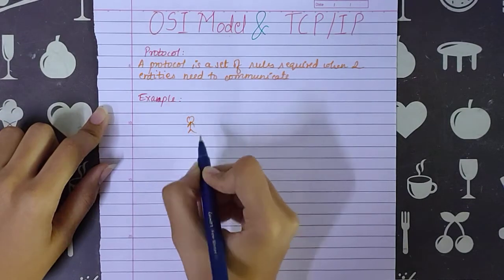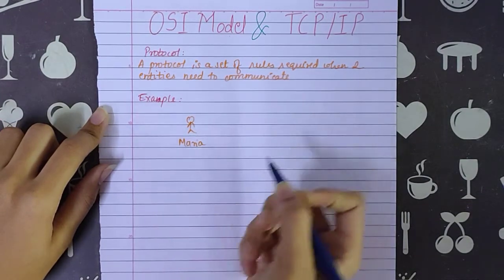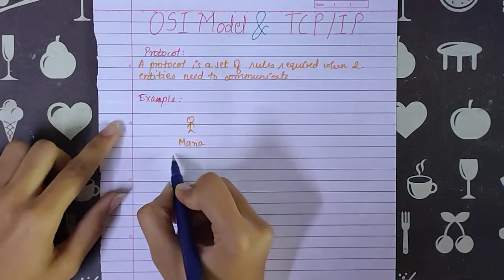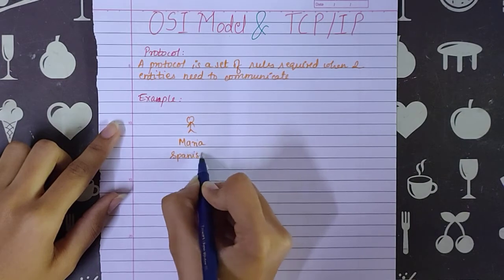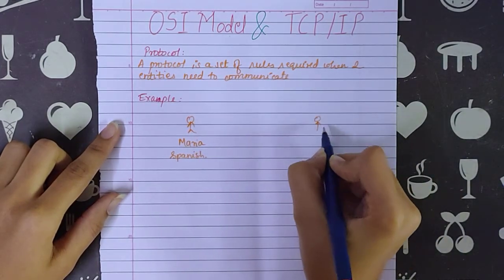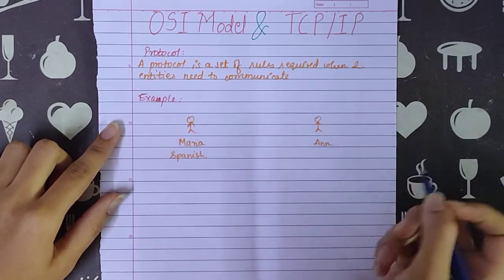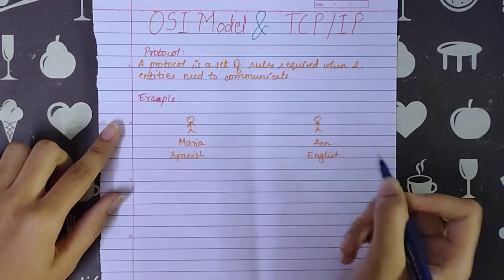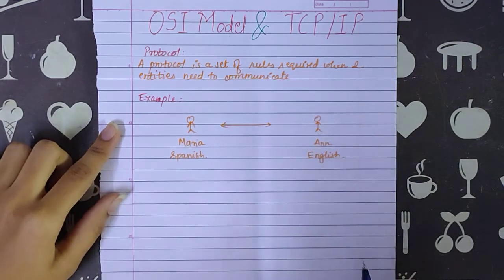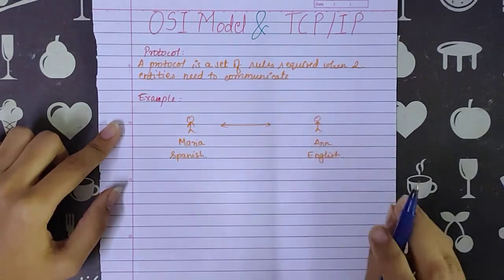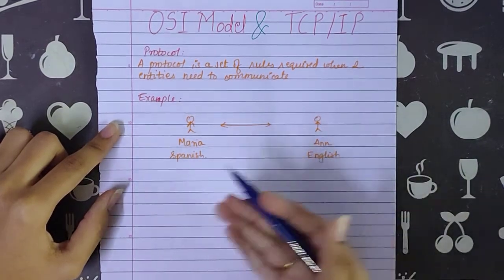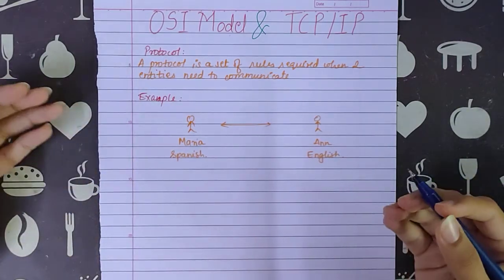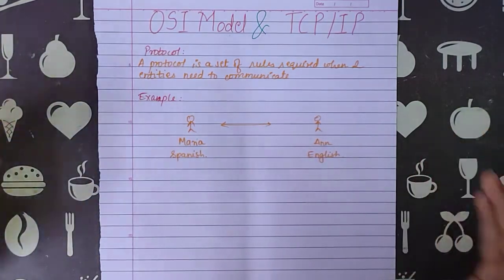Suppose there is a person called Maria. Now this Maria can understand or speak only in Spanish language. And there's another girl called Anne. Now this Anne can understand or speak only in English language. Both these girls need to communicate. When they are face to face, they do not face any problems because they can understand each other through expressions or through sign languages, or maybe they can use bilingual dictionaries if necessary.